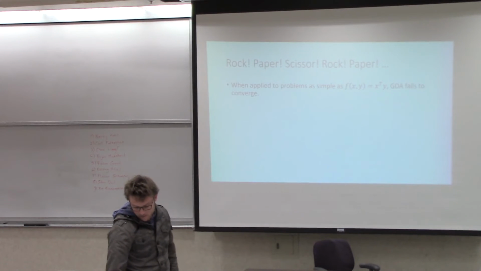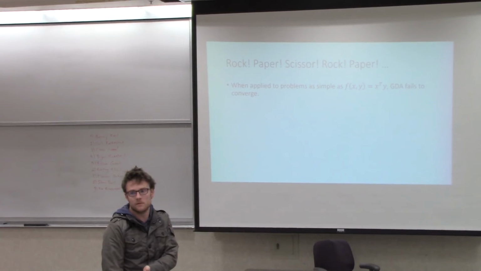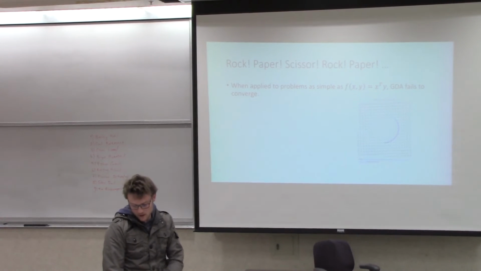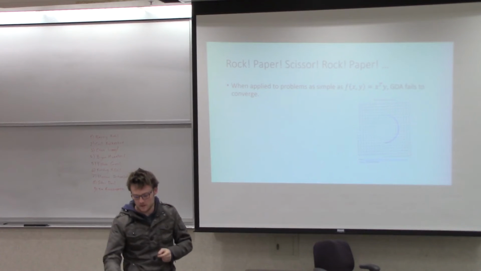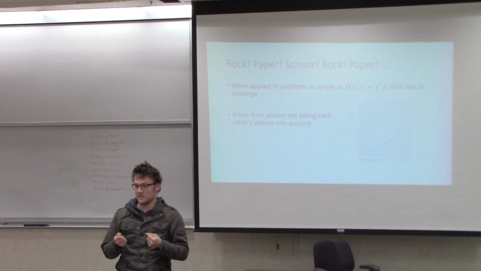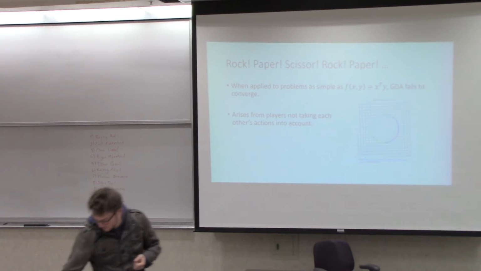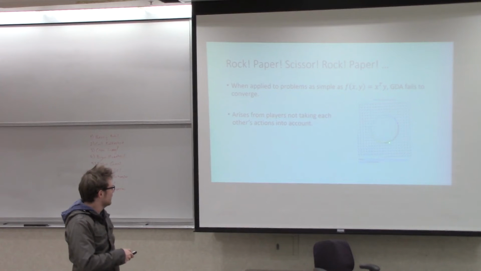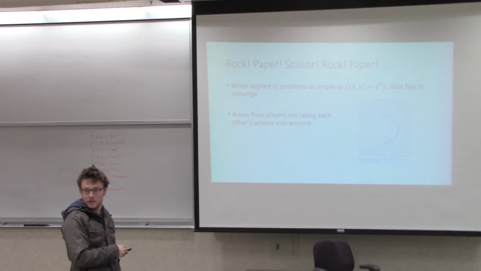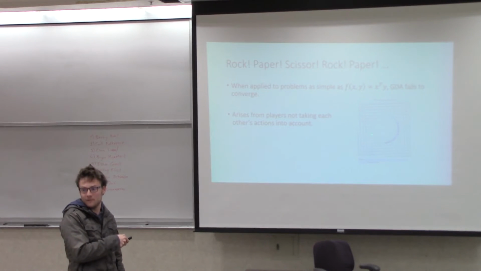We apply this method even to a simple function like x transpose y, and we see this spiraling behavior. What happens is that the players are not taking into account each other's action. For example, if this is the x-axis and this is the y-axis, it might be good for x, which wants to minimize things, to move to the right, but then it becomes good for y, which wants to maximize things, to move to the top. And once y is positive, it becomes the better option for x to move to the left again, to become negative.